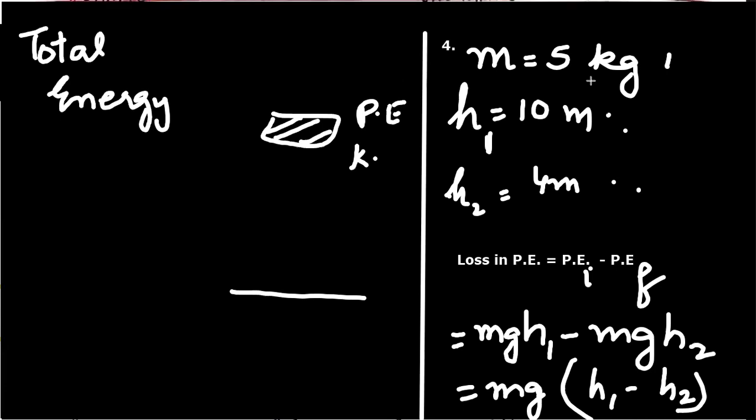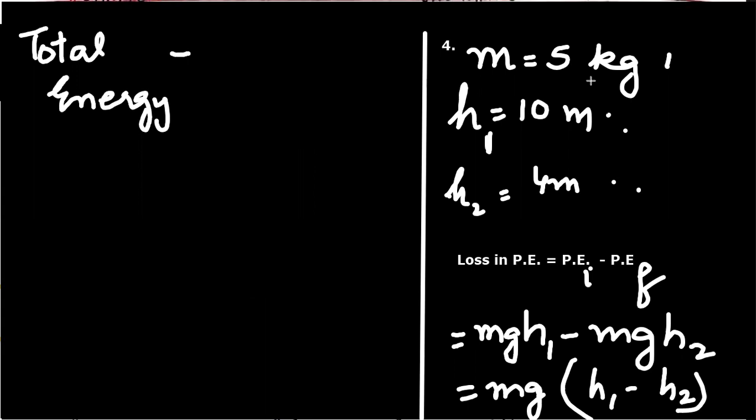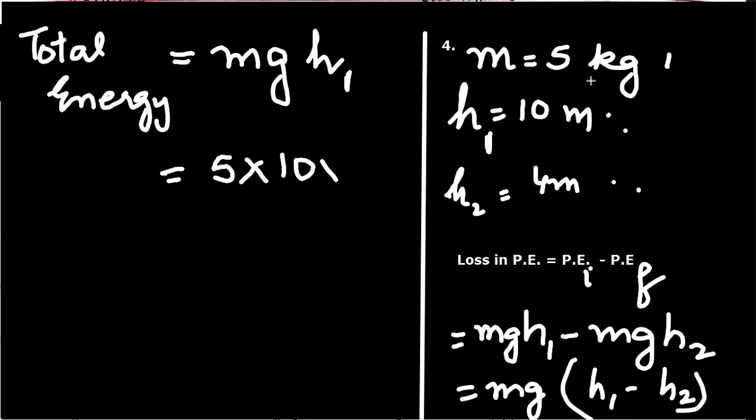So here in this case, what is the maximum height from the ground? Is it 10 meter or 4 meter? Yes, we will take 10 meter. So mass 5, G10, height is also 10. So your answer for total energy will come out to be 500 joules. Fine. Very good. Excellent, children.